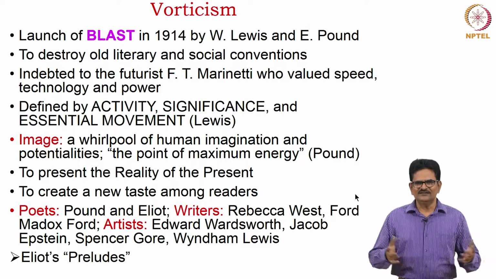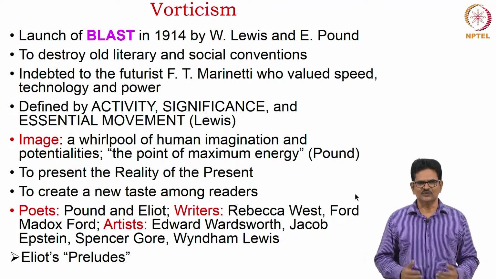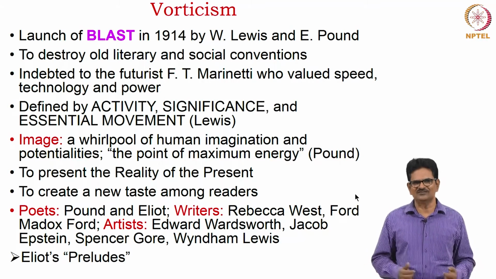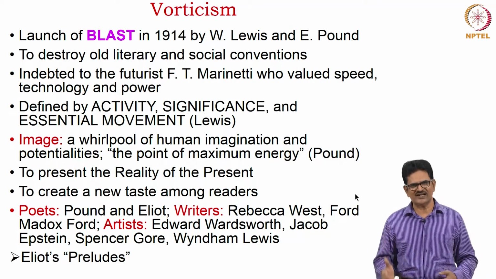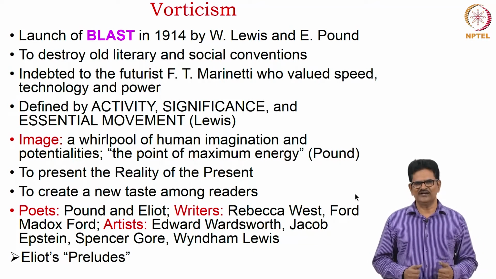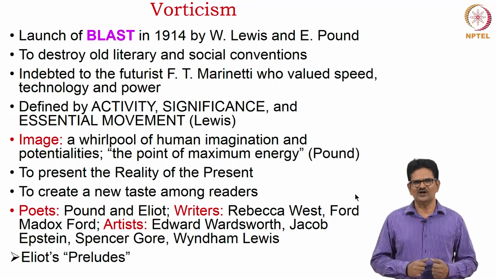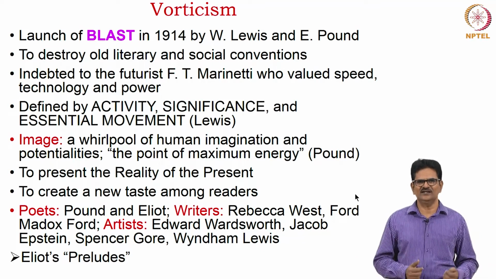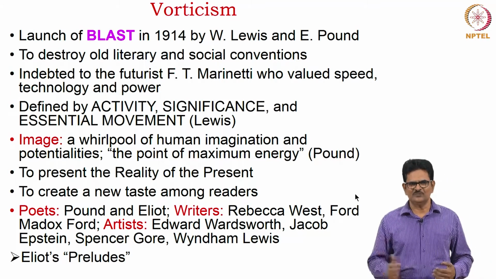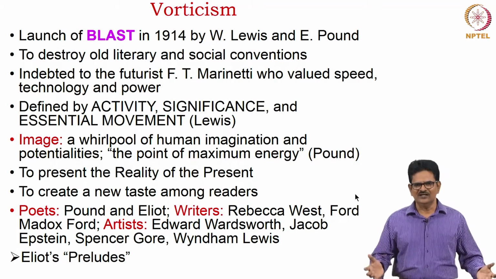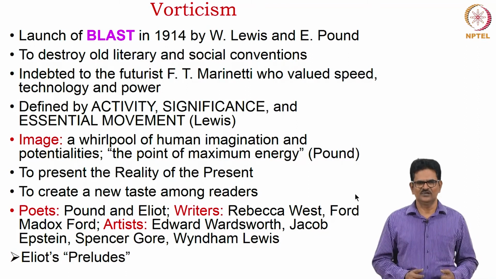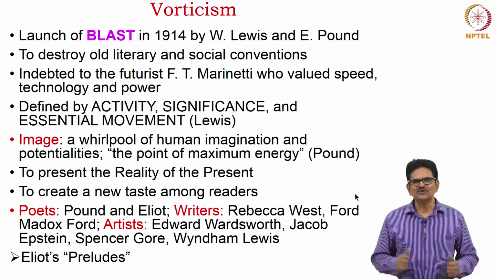Vorticism presented the reality of the present. It also created a new taste among readers. We have some poets, writers and artists. Pound and Eliot are good examples for poets, and Rebecca West and Ford Madox Ford are good examples for writers, and then we have many artists like Edward Wadsworth, Jacob Epstein, Spencer Gore and Wyndham Lewis himself. A very good poem for this Vorticist movement is Eliot's poem called Preludes.